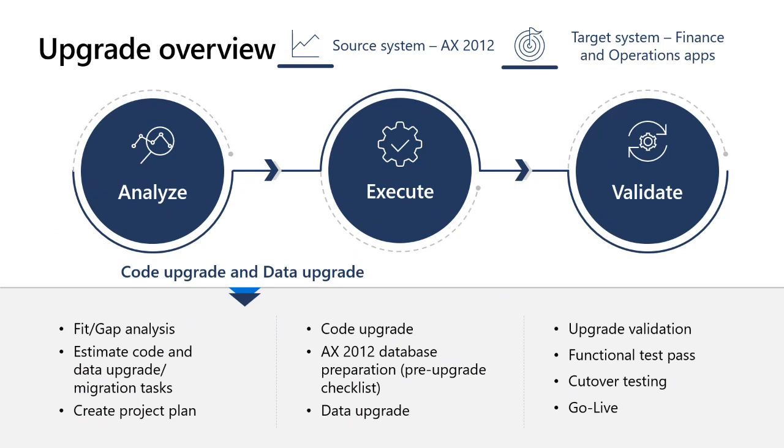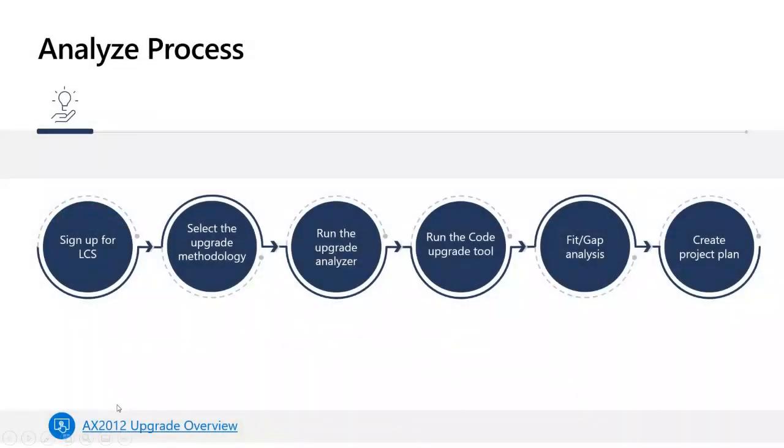So I want to take you through each one of these phases, and there are sub activities for each. Starting with the analyze process, there are certain sub-activities. The first thing is you need to get access to LCS, and there are different ways for doing that. We'll be talking about that in the next few slides.